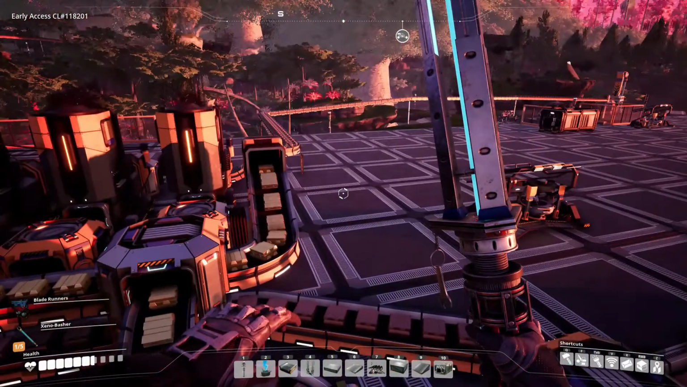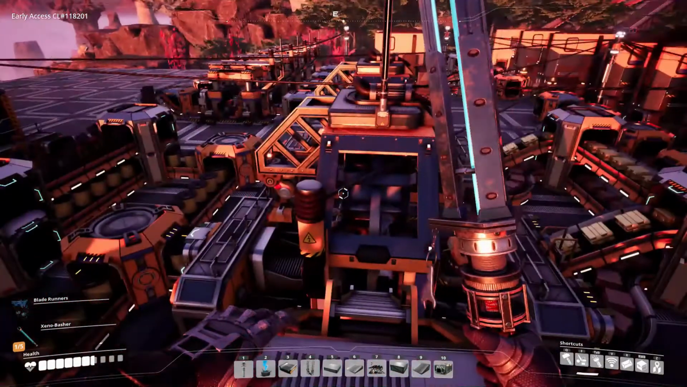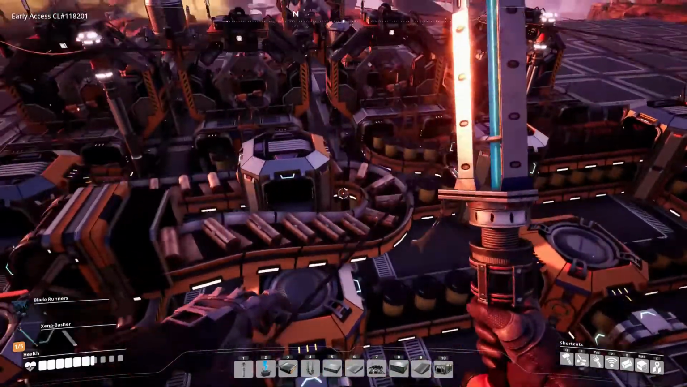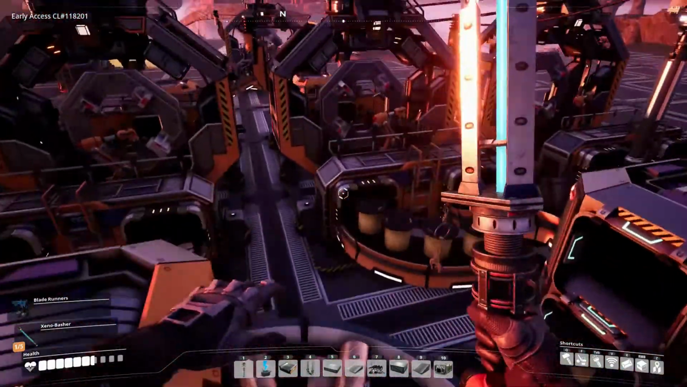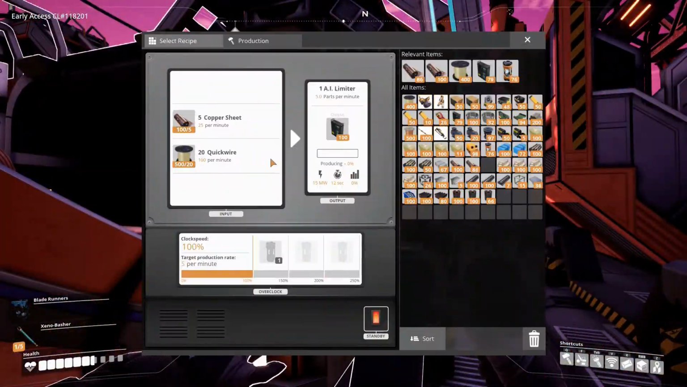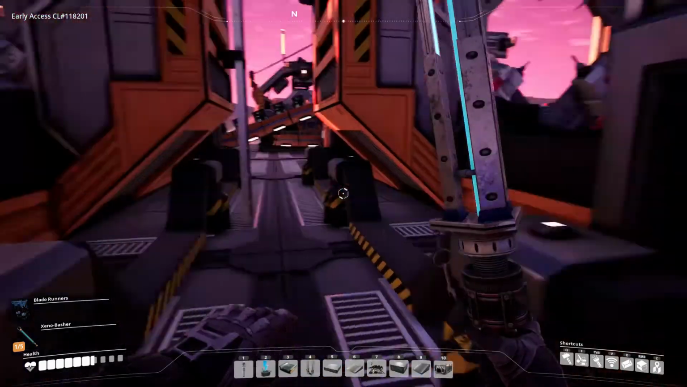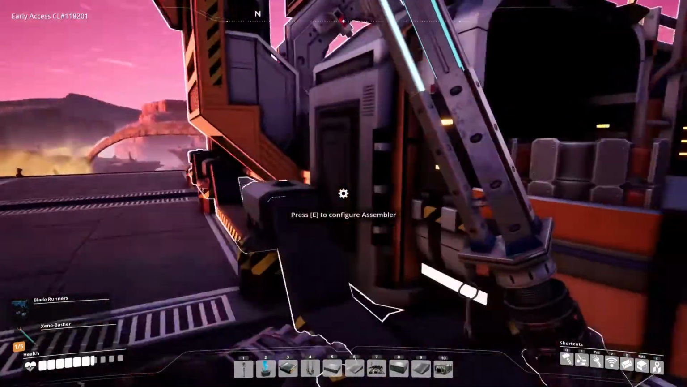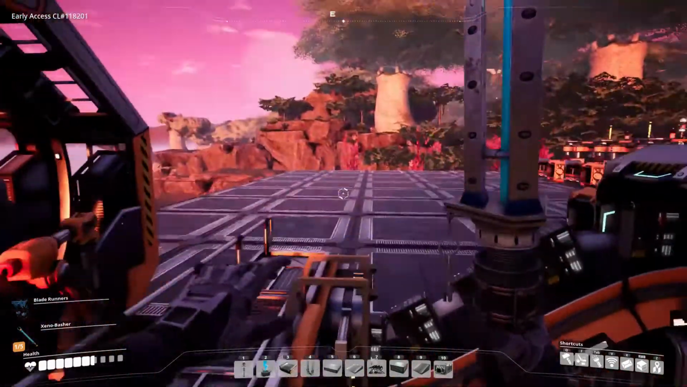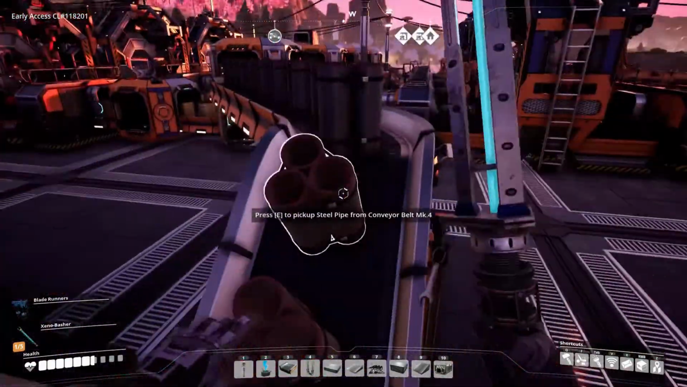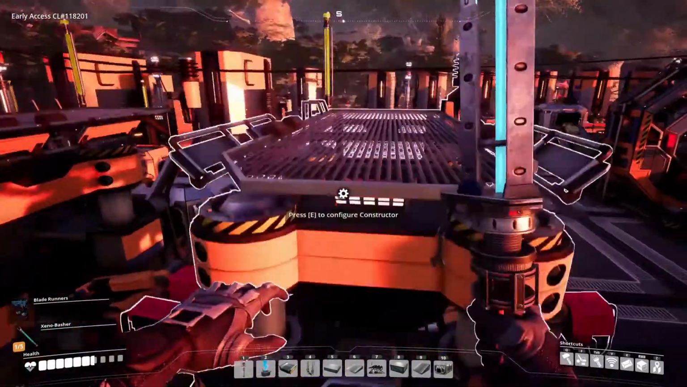So you don't need too much Caterium in this setup, but I'm using the alternate recipe here just to make it a bit smaller, I guess. But yeah, we have the AI limiters, we have the stators, alternate recipe for stator, and then the standard recipe for the unit. And I make the pipes here.